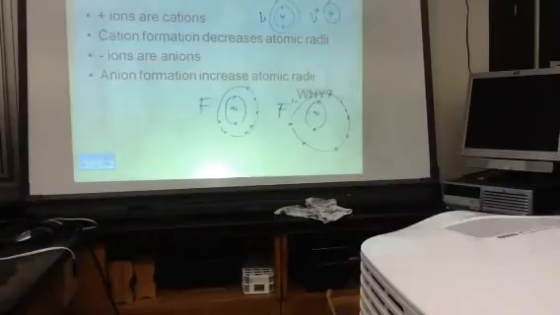So if I were to ask you, pick up your periodic table, calcium. Which of these would have a larger atomic radius? A neutral calcium atom or a calcium 2+ ion? Jot them down, circle them with the larger radius. Neutral calcium atom, or calcium 2+ ion. Circle the one that has the larger atomic radius.